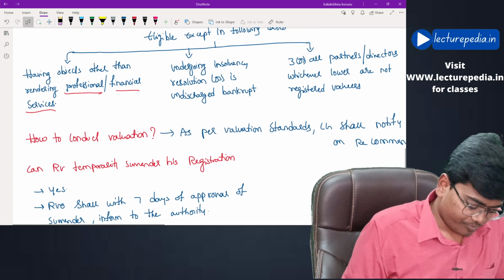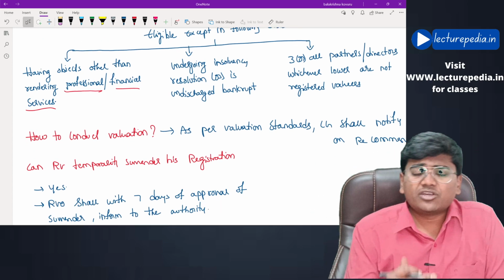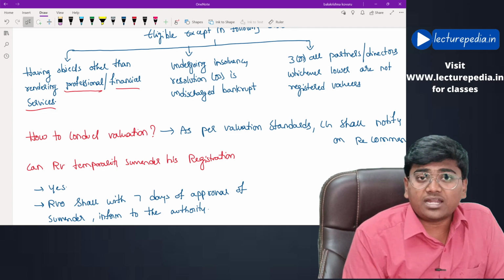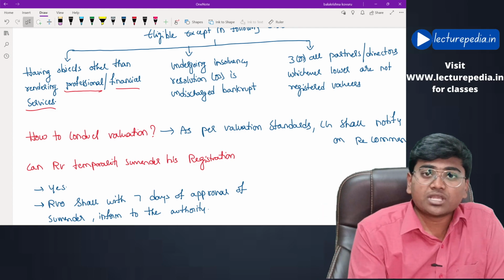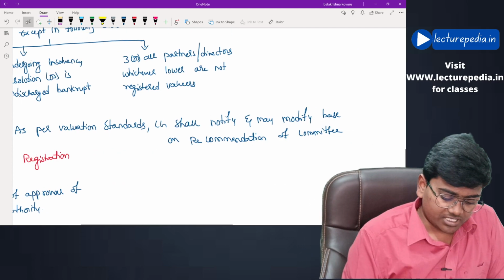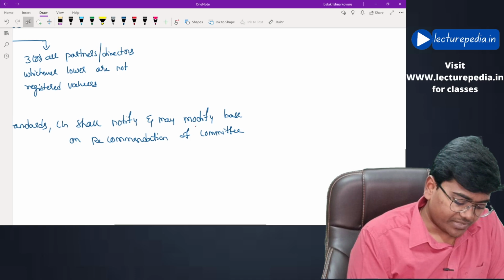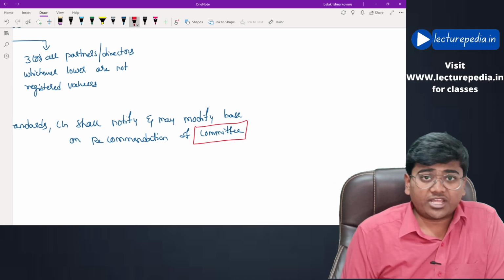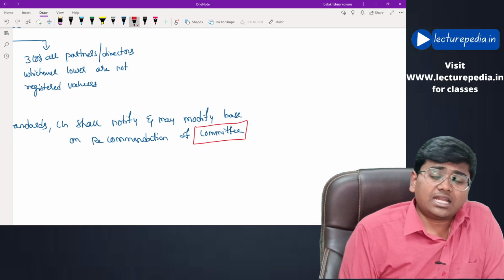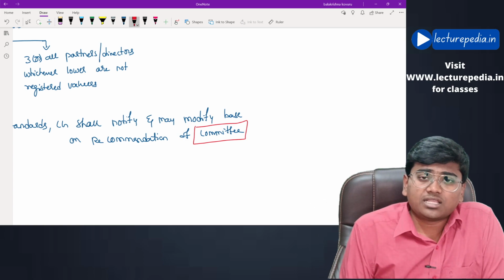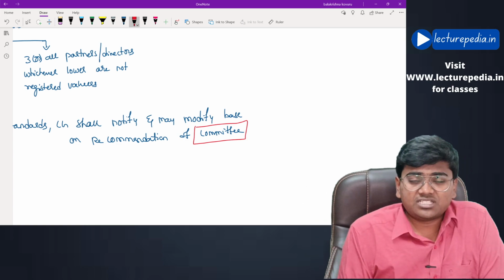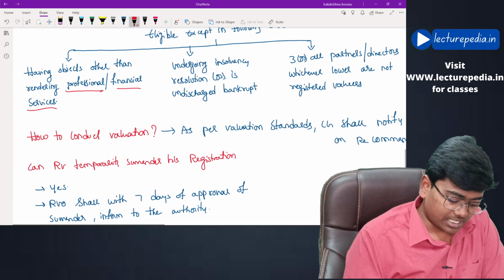Hope this is clear. Now, how to conduct the valuation? The valuation must be conducted as per the valuation standards, and these valuation standards will be notified by the central government in consultation with the committee. A committee will be framed for designing these standards, and based on the recommendations of the committee, the central government will notify the standards, and it can also modify the standards based on the recommendations given by the committee.